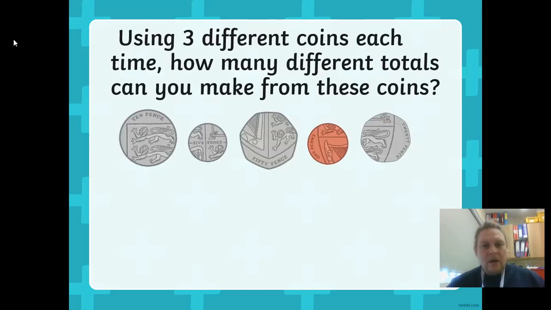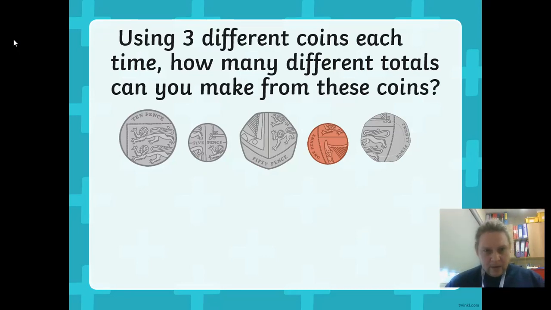Okay, so we're looking at these coins, and in this task we have got to select 3 coins, add them together, and see how many different times we can do that with different coins and how many different amounts we can get. Okay, so we were talking yesterday about how when we're adding coins together, it often helps to start with the biggest coin first.